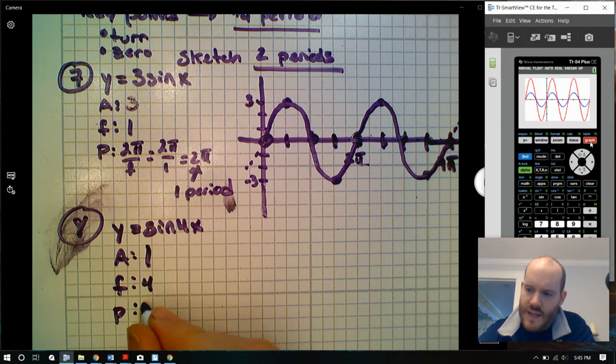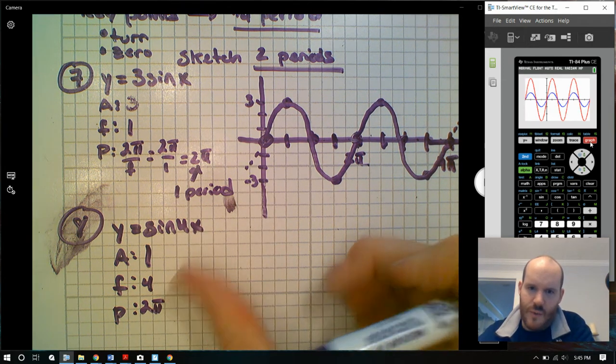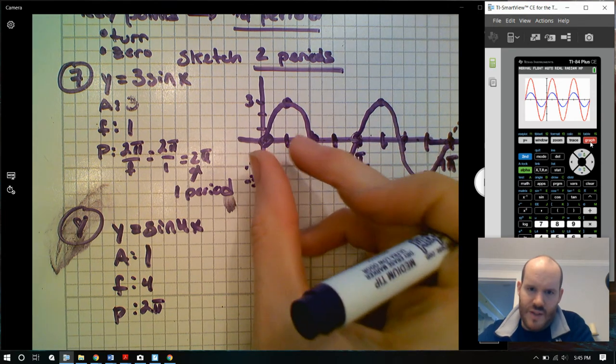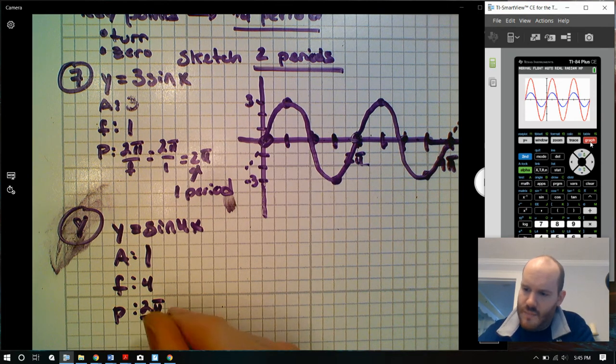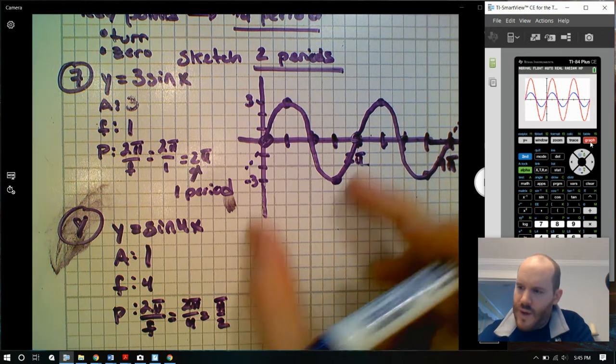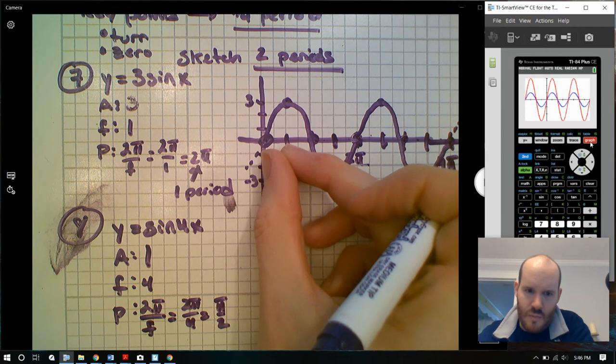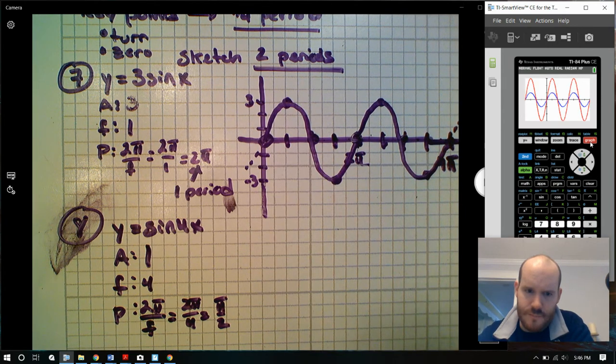And that's why when I calculate the period, if this is 4 times more frequent, I'll have to complete a cycle in 1/4 the time, which is 2 pi over the frequency, which in this case is 2 pi over 4, or pi over 2. So rather than taking 2 pi to complete 1 cycle, this will actually complete a cycle in 1/4 the time, or by pi over 2.